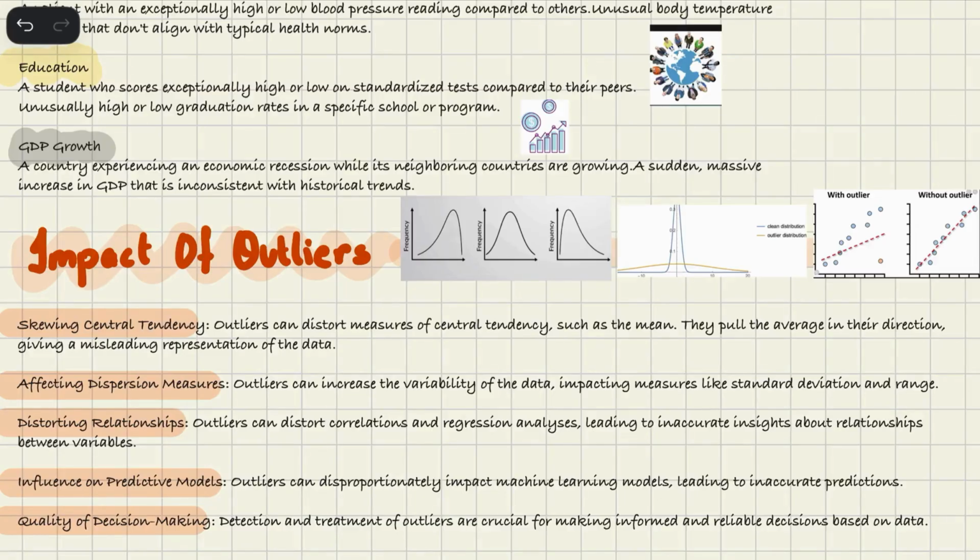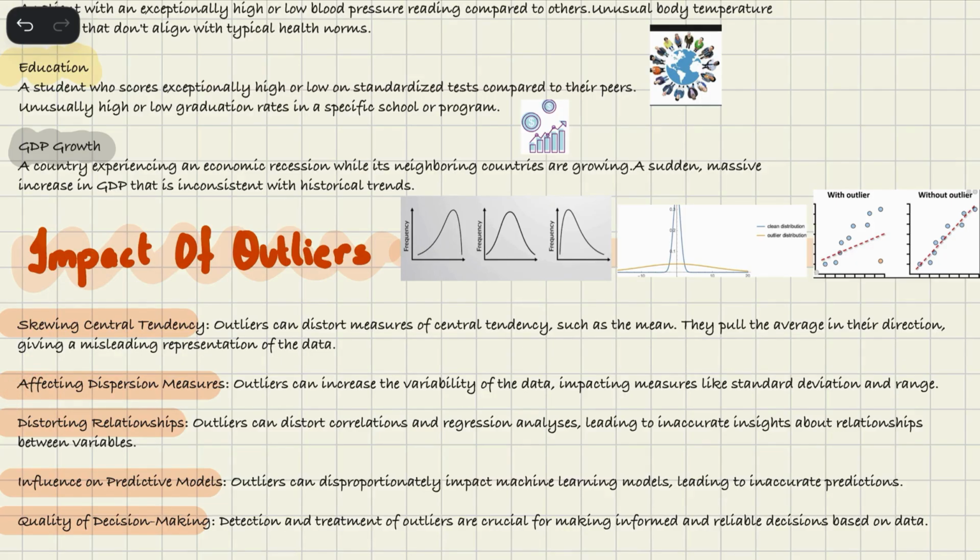So why do we care so much about outliers? Because leaving outliers untreated is dangerous. They have a devastating domino-like impact on your entire analysis. So it can skew the central tendency. So you see, it gives a misleading representation of data by shifting the average, by shifting the central tendency. All right, it can also affect the dispersion.